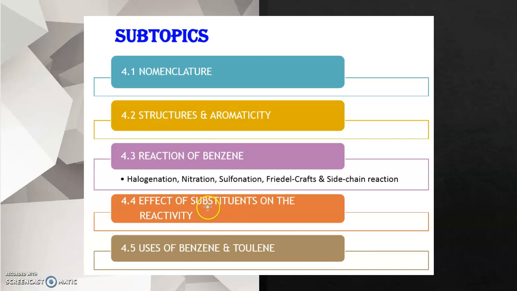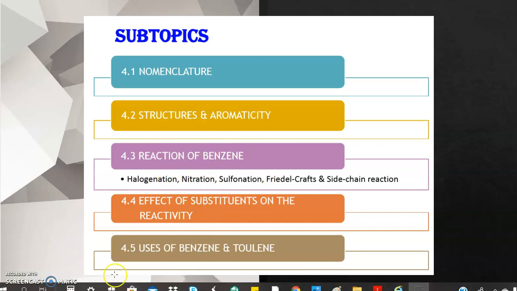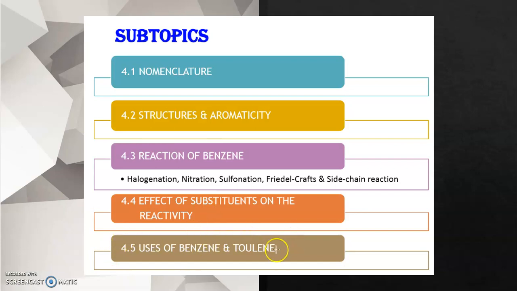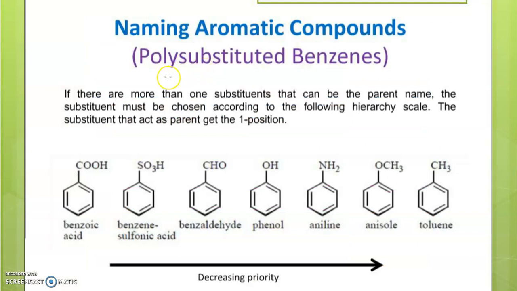So the functional group that is already on the benzene, when others want to enter, they need permission from the existing functional group. And then the last part is uses of benzene and toluene, as usual. Okay.